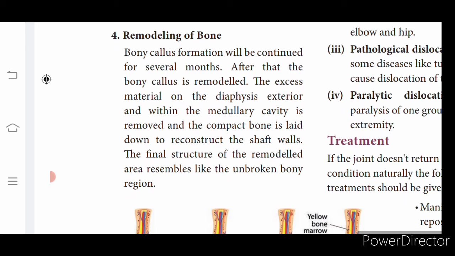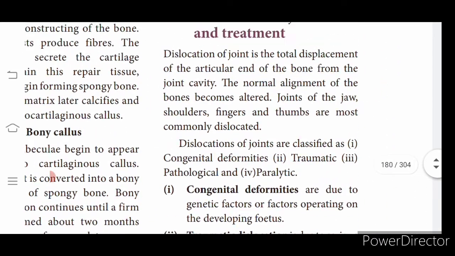Remodeling of the bone. Bony callus formation will continue for several months. After that, the bony callus is remodeled. The excess material on the diaphysis exterior and within the medullary cavity is removed and compact bone is laid down to reconstruct the shaft walls. The final structure of the remodeled area resembles an unbroken bony region.